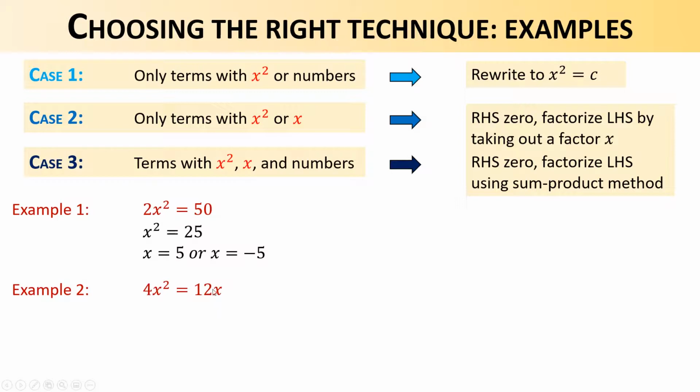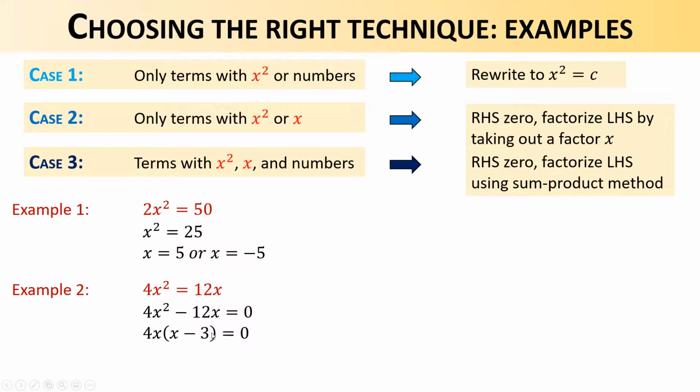So let's do that. How do we make the right hand side 0? We have to subtract 12x. So we have to do that on both sides. So we get 4x squared minus 12x equals 0. Now both of these terms have an x that we can factor out. We can actually factor out 4x. Doesn't really matter whether you factor out just the x or 4x. 4x makes it slightly easier in the next step. So we factor out 4x. 4x squared minus 12x becomes 4x times x minus 3 is 0.